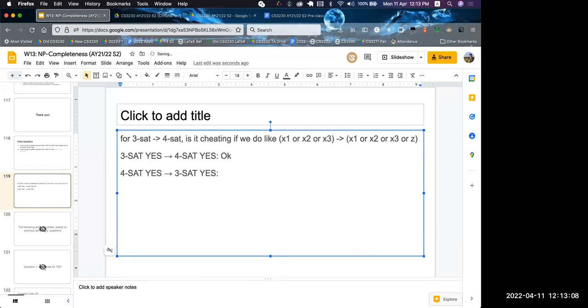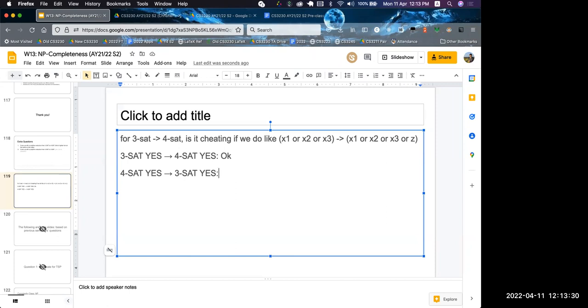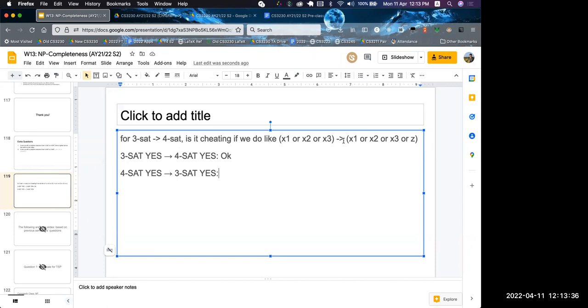But since Z is a literal, you can't say Z is this value in this clause. Or wait, can you? Can you say Z is the negation of X1, X2, X3? Oh no, you can't do that. I'm not too sure about this. Okay. Do you want me to review? Is this answer in your slides? No, it's not. Okay, then I'll just review.